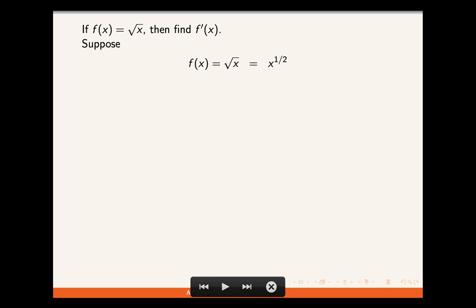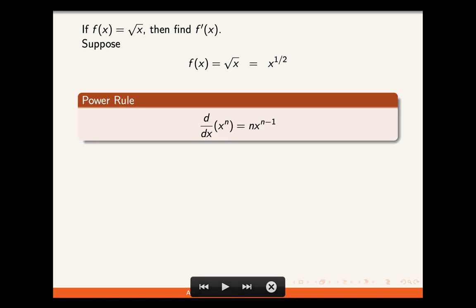Since f of x is given as the square root of x, we can change the square root of x into the exponent form as x to the power 1/2. When we write it in that form, we can clearly see that we can use the power rule. So we can just bring the power down: 1/2 comes down, write down the x as it is, and subtract the power by 1. So we just apply the power rule after we change the radical into the exponent form.